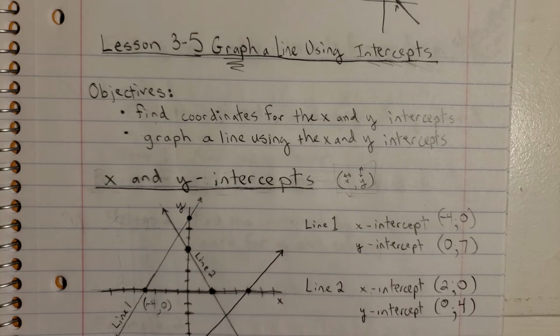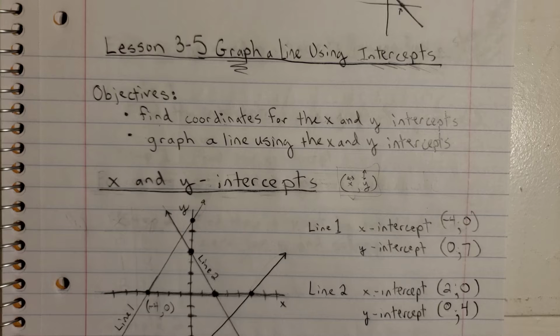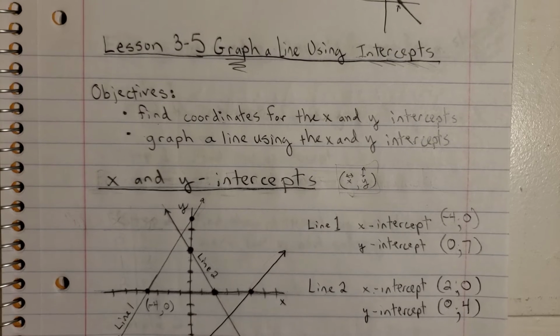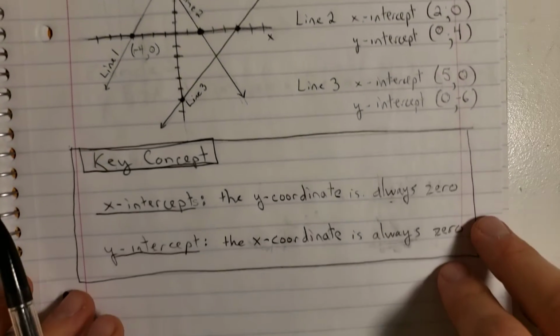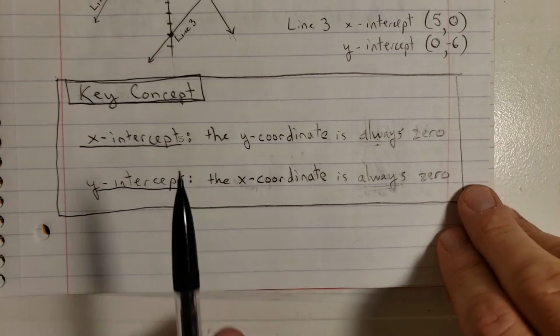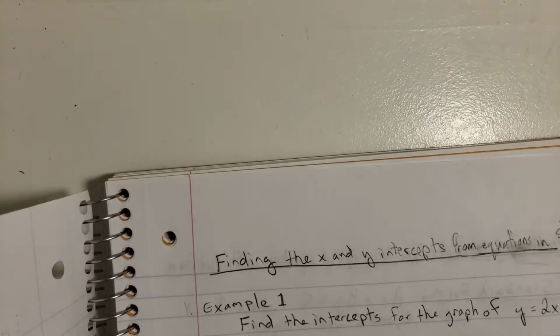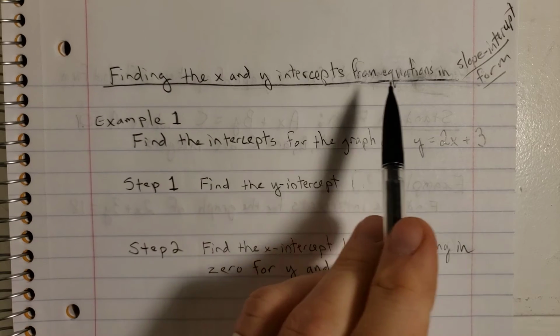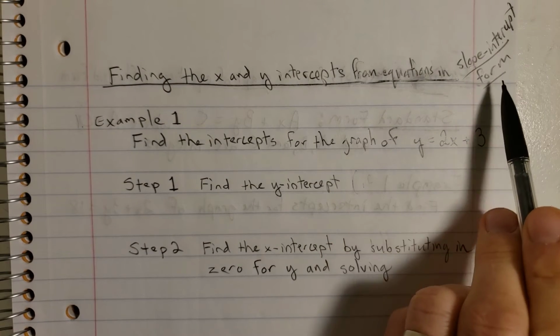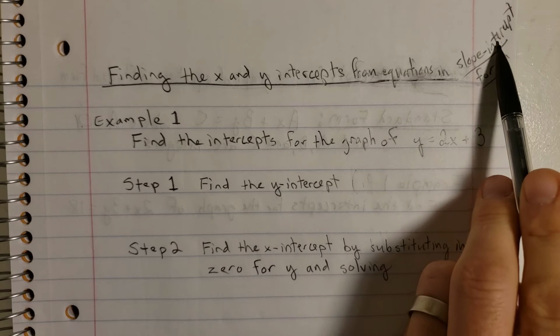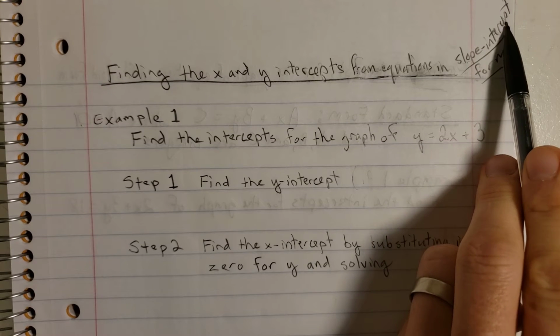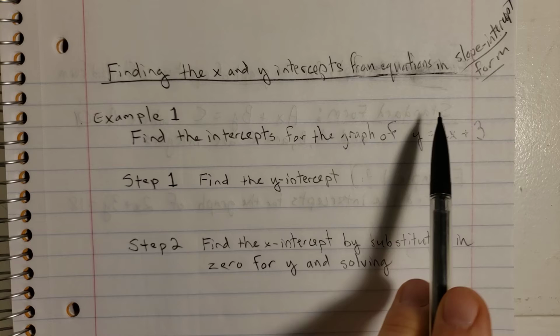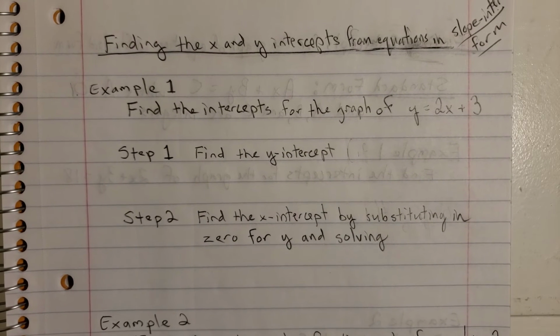All right, so what I'm going to do now is give you an equation, and you're going to use that equation to find the intercepts by thinking about this key concept. So let's give it a shot. All right, so finding the x and y intercepts from equations in slope-intercept form. If you can't see how I spelled it, look it up. Slope-intercept form. So this is the easier of the ways because you already know how to find the y-intercept.